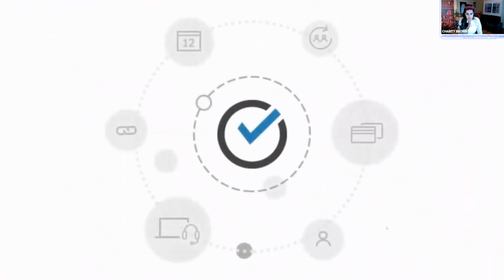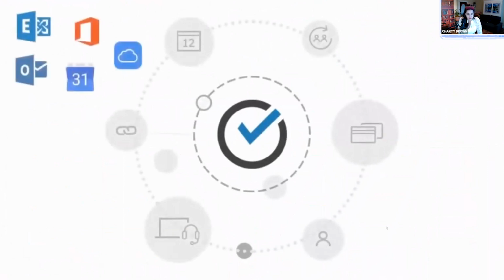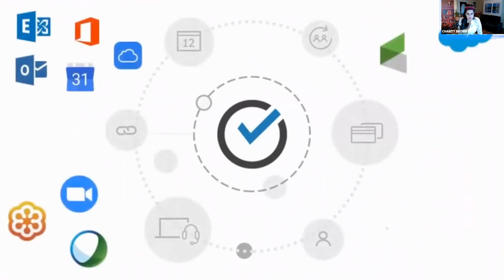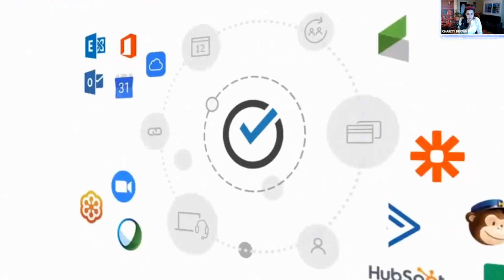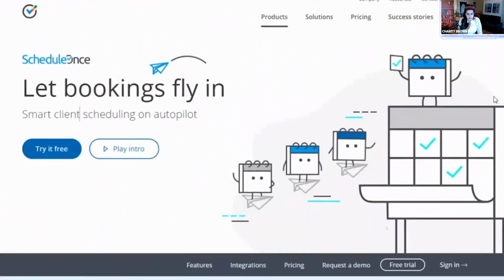With ScheduleOnce, your app environment will be completely in sync. You can connect ScheduleOnce with all major calendars, CRMs, web conferencing systems, and more than 1,000 apps via Zapier. Enough said, it's time to give it a try. There's no substitute for hands-on experience. Jump on board and start your free trial today.